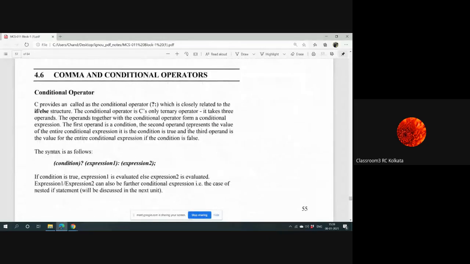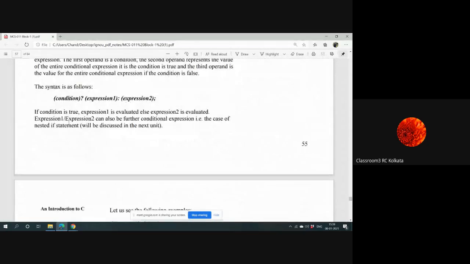One another operator is the conditional operator. Suppose I provide the condition, then a question mark, and expression 1 will be the result if the condition is true. If the condition is false, then expression 2 will be the result. This is called the ternary or conditional operator.